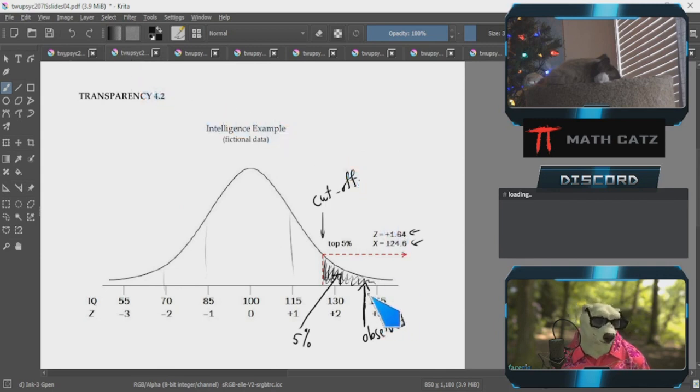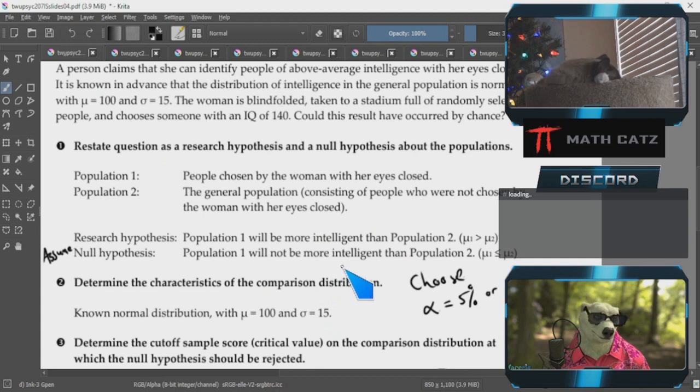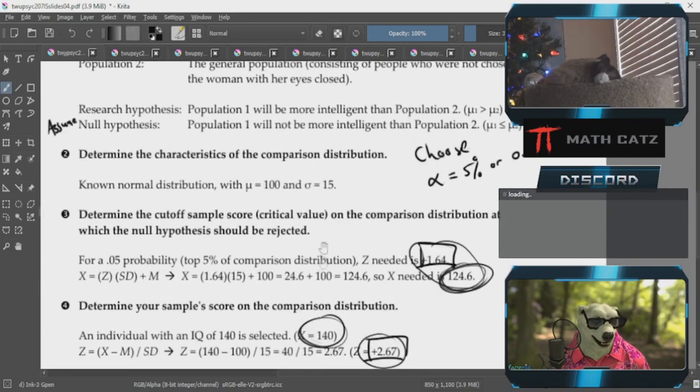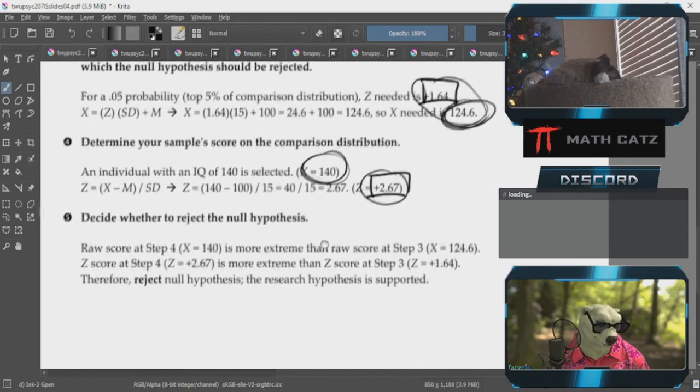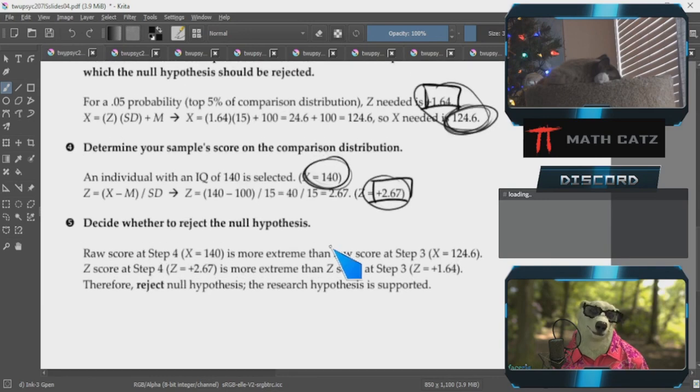Well, she just selected someone that would be very rare to just get if you have no skill. So this suggests that the null hypothesis is not true. And there is more to it. Because to randomly get someone that is that rare, it's unlikely. So we're sort of playing the odds in a way, so to speak. So the raw score is more extreme than our cutoff score.